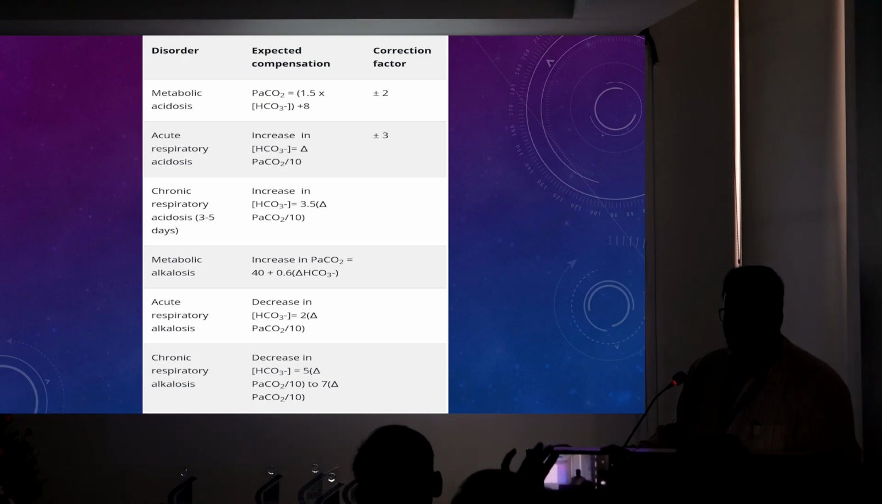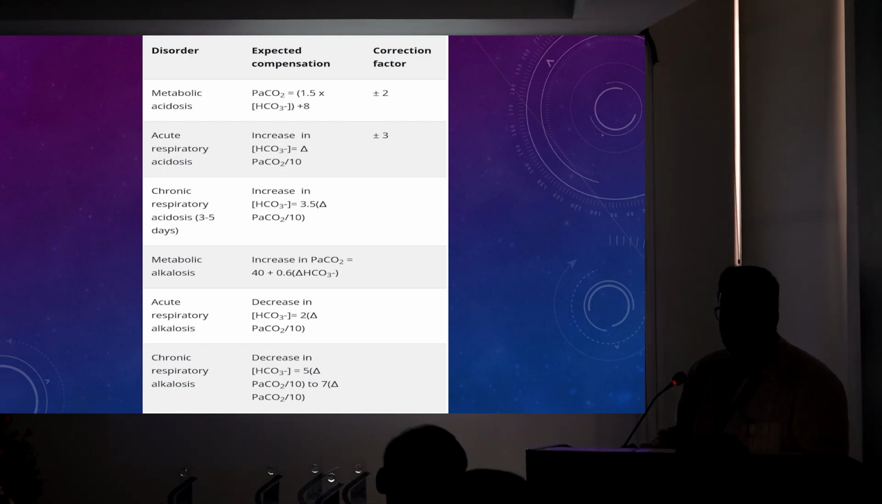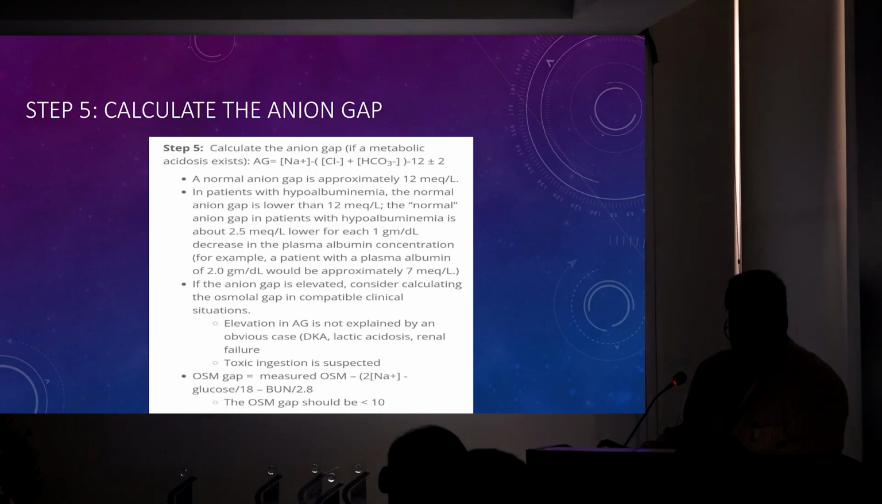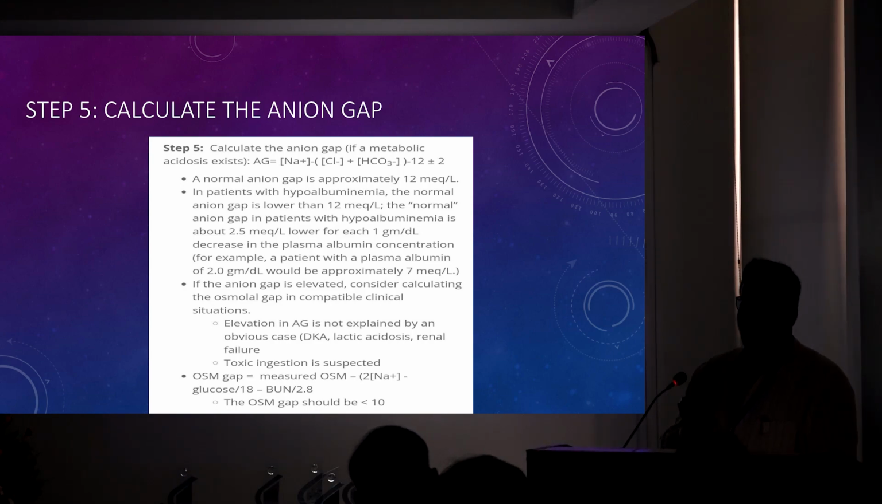In metabolic acidosis, the PaCO2 is equal to 1.5 times the bicarbonate concentration plus 8, and it can vary by plus or minus 2. In metabolic alkalosis, the increase in PaCO2 is equal to 0.6 times the change in bicarbonate. Nowadays we have software and smartphone apps that calculate the compensation for us.